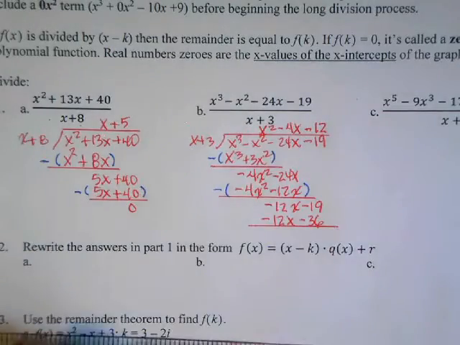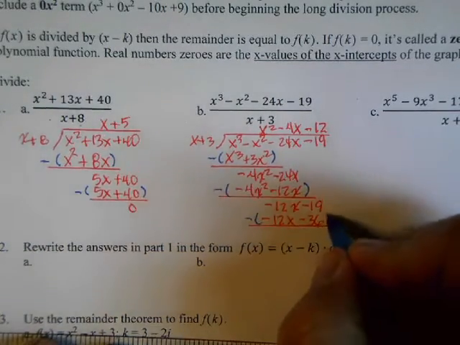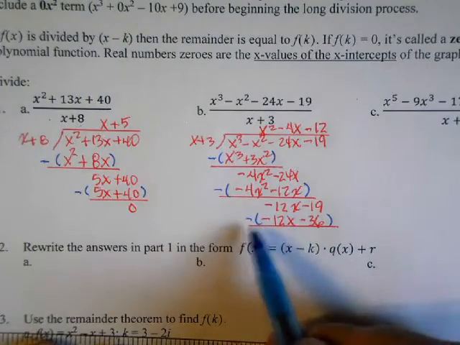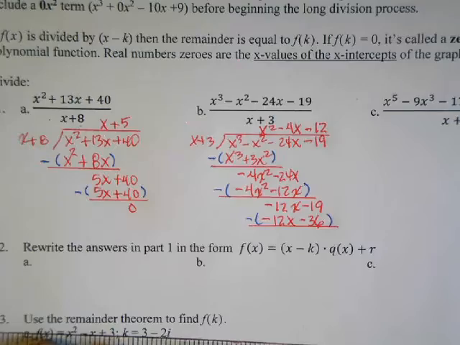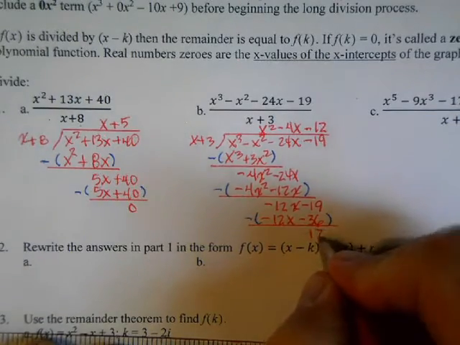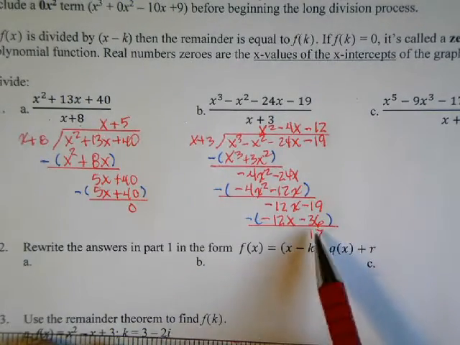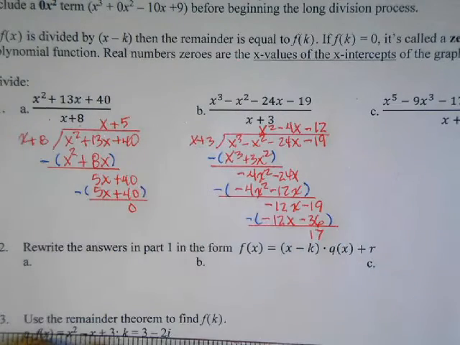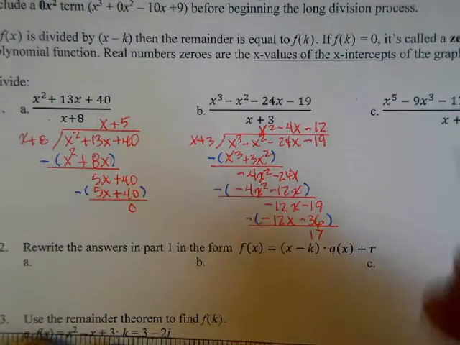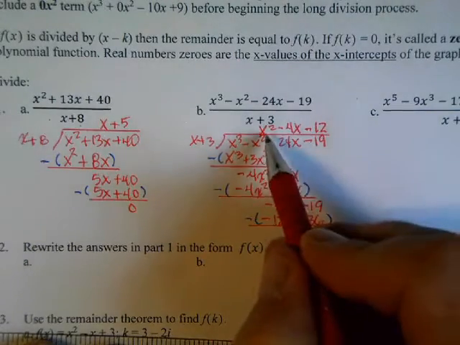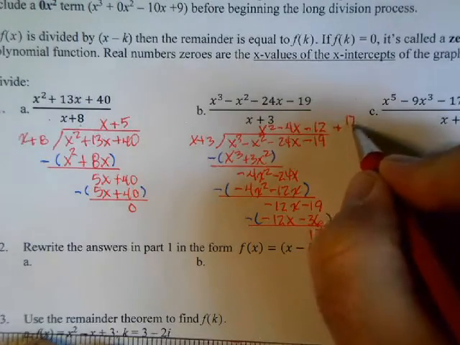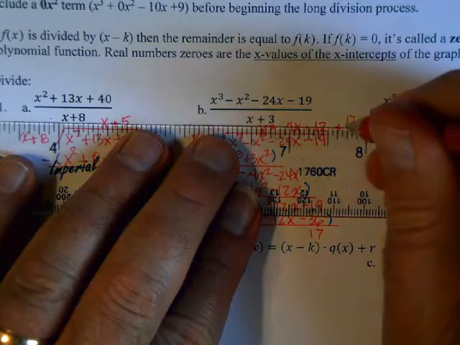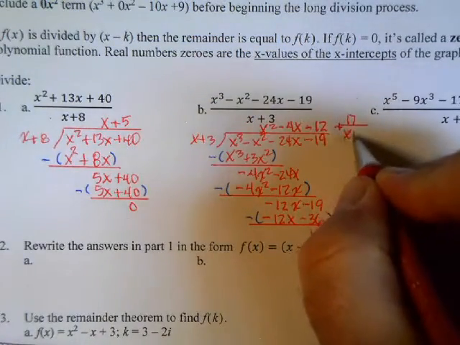And again, I'm subtracting the entire line. So negative 12x basically plus the 12x, they're gone. The negative 19 plus a 36 will give me a positive 17. Now this one doesn't have any x term with it. It's just the constant 17. So I can not go any further. So this one's answer will be x squared minus 4x minus 12, and then plus a 17 over x plus 3. So I have a remainder this time.